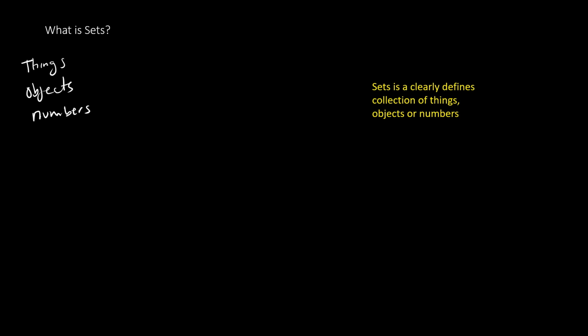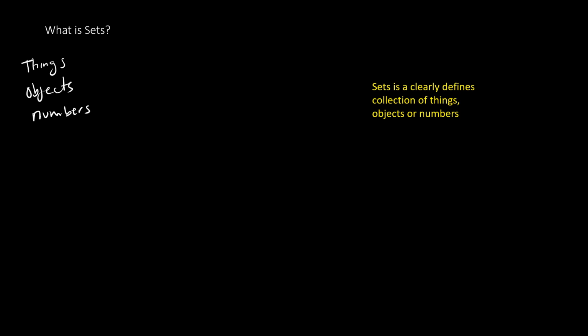We simply define sets as any clearly defined collection of things, objects, or numbers. A set is any clearly defined collection of things, objects, or numbers. For example, a collection of materials in a mathematical set, a collection of books in a library, or simply a collection of students in the class.